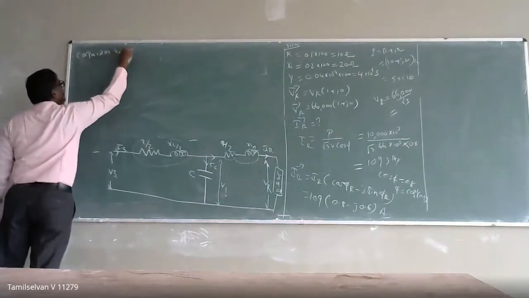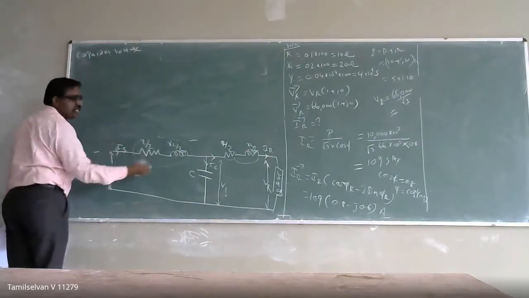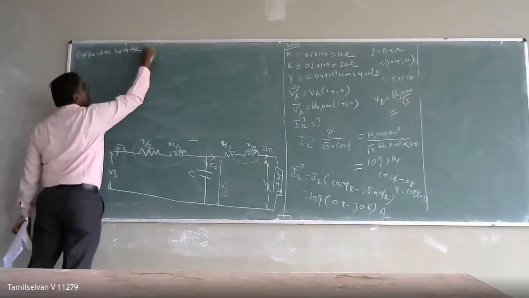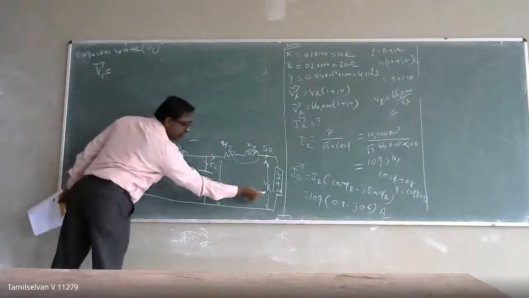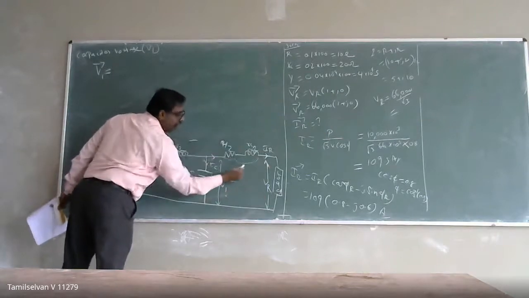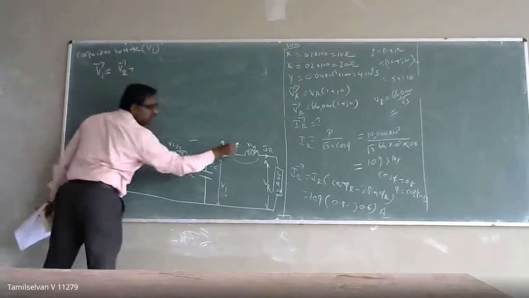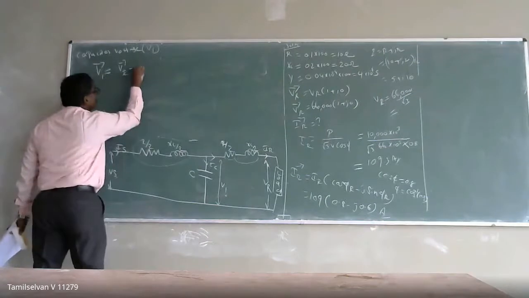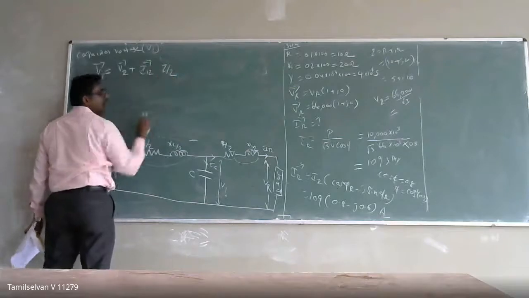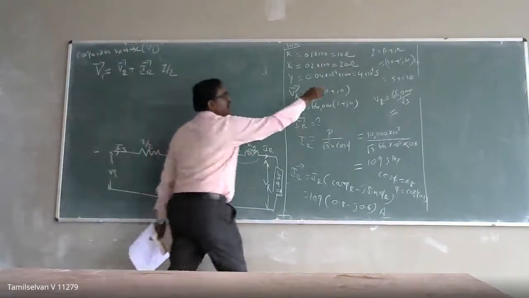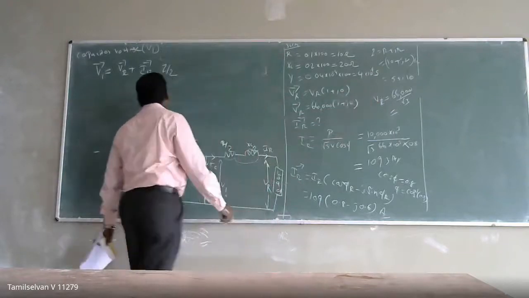Capacitor voltage means the voltage across the capacitor. We call it V1. V1 vector is nothing but the VR vector plus the drop across this section of impedance. That is, the IR vector into Z by 2. The impedance here is 10 plus j20, so half the impedance is 5 plus j10. That's why I have written it there.